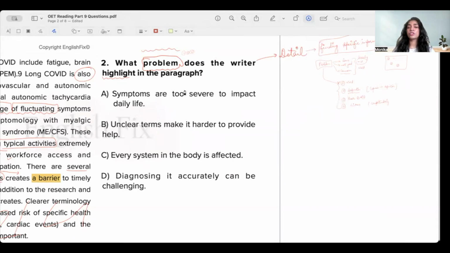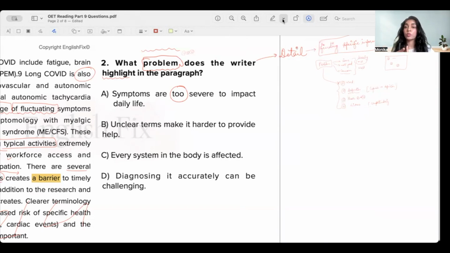Symptoms are too severe to impact daily life. First of all, I know that they have talked about symptoms. So some students would think symptoms. Almost half of the paragraph talked about symptoms, and the symptoms were very, very severe also. Symptoms are too severe. So let's make it to be the right answer.